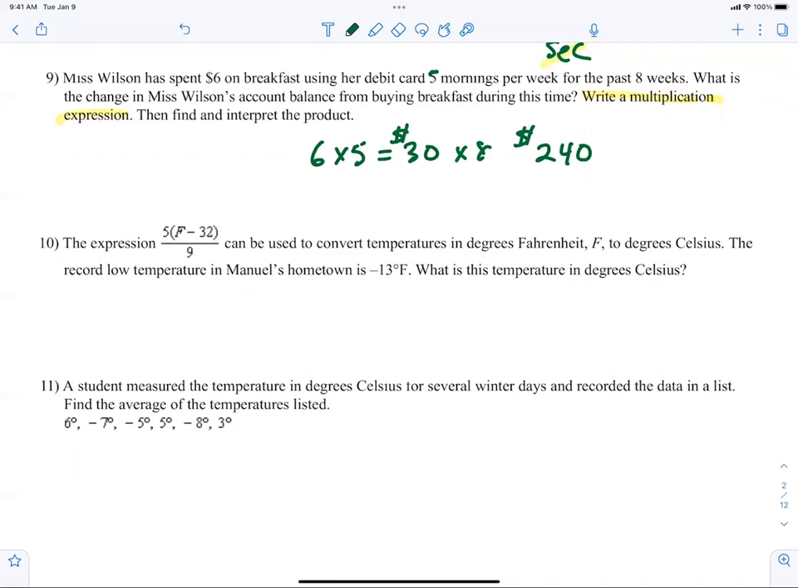So how do you represent spending 240? Is it in your account or out of your account? So she spent it, correct? So what does it do to her account balance? Negative. Yes, there you go. Negative $240. All right, negative 240. Everybody's good? All right, next.